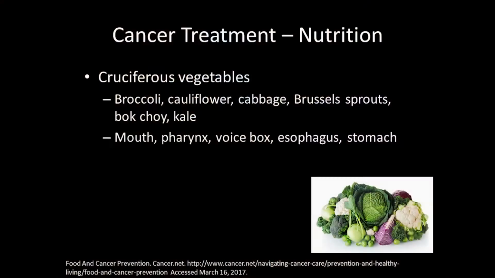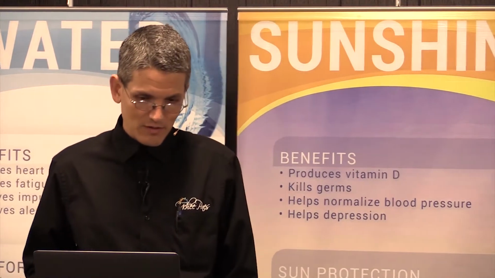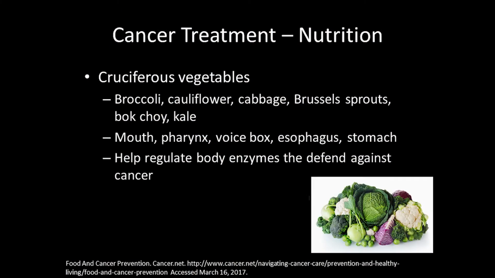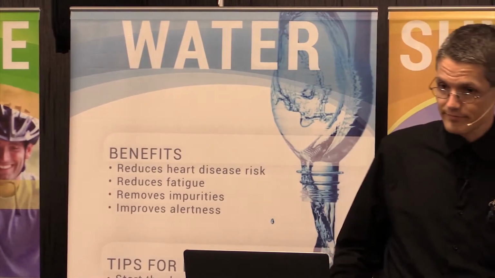And they have been shown to decrease cancers of the mouth, pharynx, voice box, esophagus, and stomach. Right? Now, we know it's more than that, but this is just what the research shows so far. We know that it helps to regulate body enzymes and defend against cancer, and it can stop some cancer cell growth. So cruciferous vegetables would be a good thing to include.